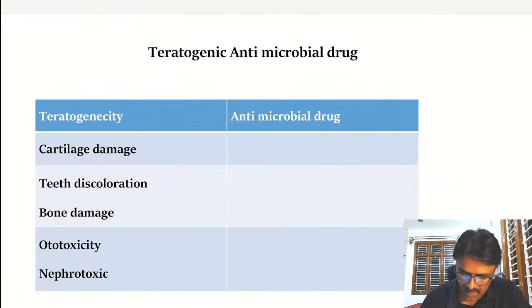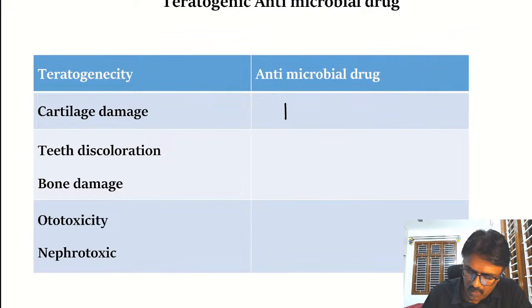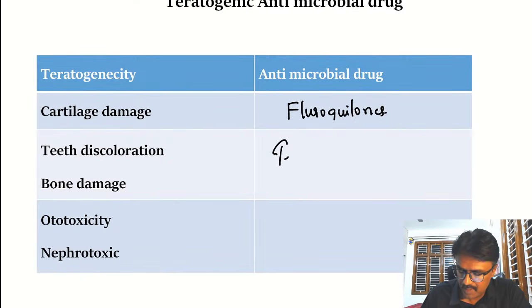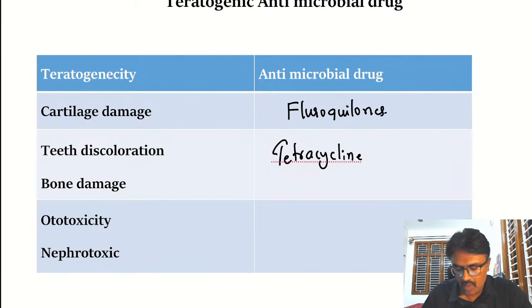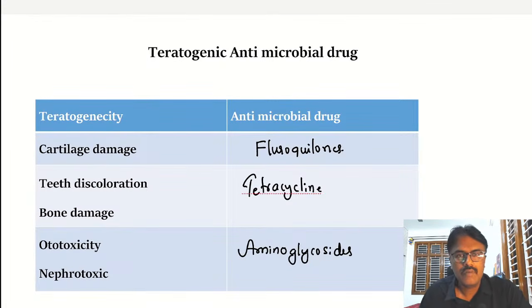Now antimicrobials which can cause teratogenicity: cartilage damage is caused by fluoroquinolones like ciprofloxacin and moxifloxacin, the floxacin drugs. Teeth discoloration and bone damage is caused by tetracycline. Ototoxicity or nephrotoxicity is caused by aminoglycosides. So they can ask you about drugs to be avoided in pregnant women. Major drugs we have discussed.